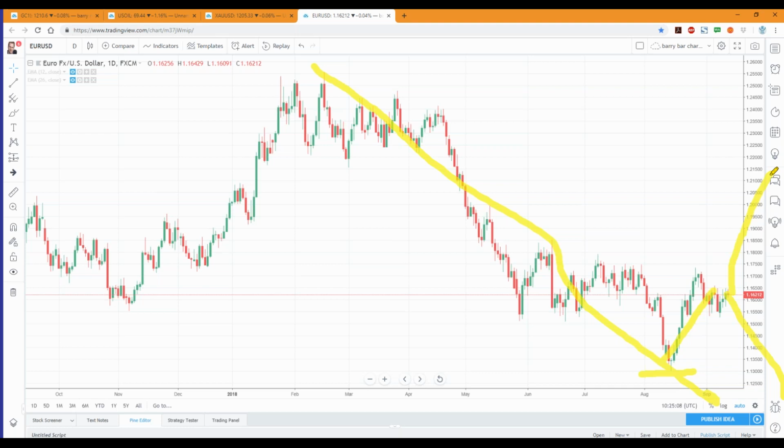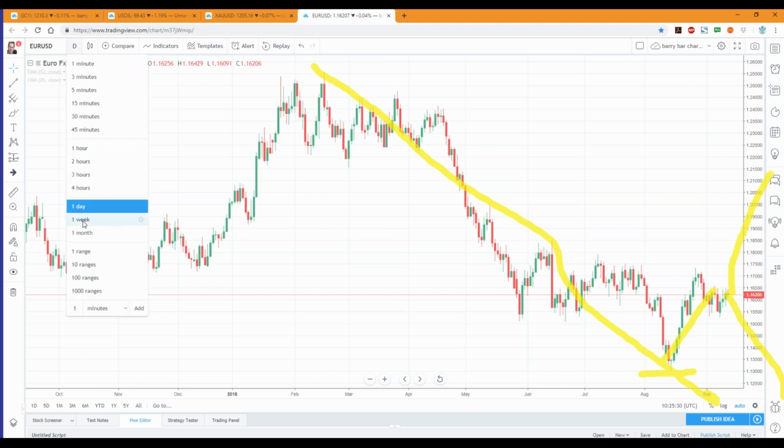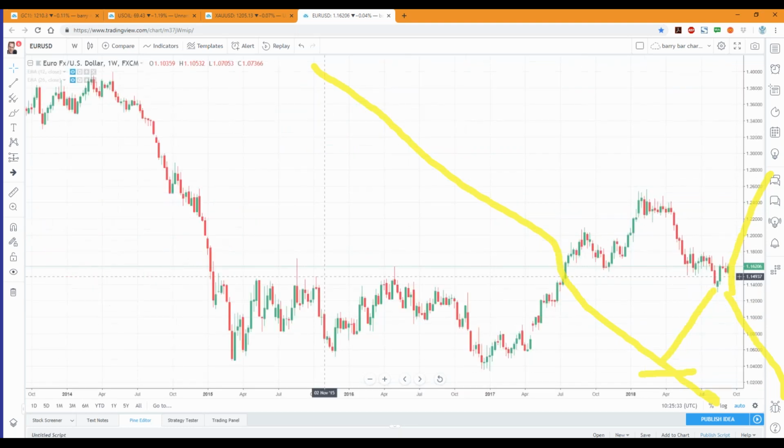Okay, and it's lost from 125.50 all the way down to the lows at 113, which is a lot of pips, and now it's only at 116. So that tells us something about what is happening with the euro. Now, if we were to change this time frame to a 1 week time frame, this gives us a different picture of how the euro is trading.